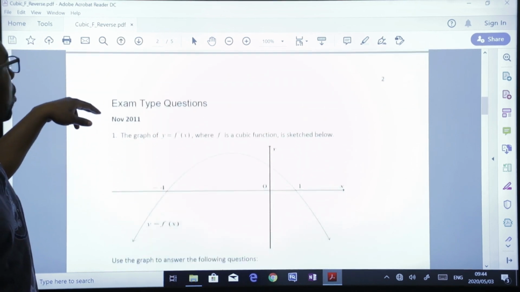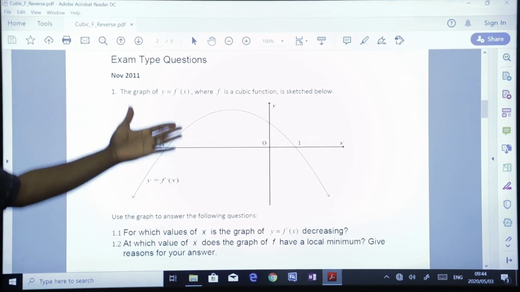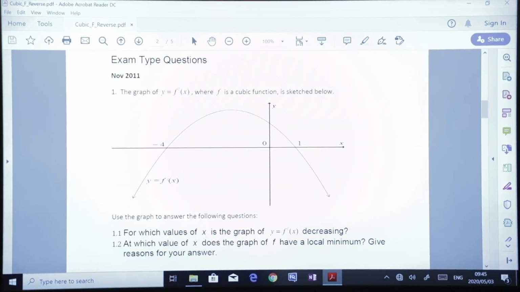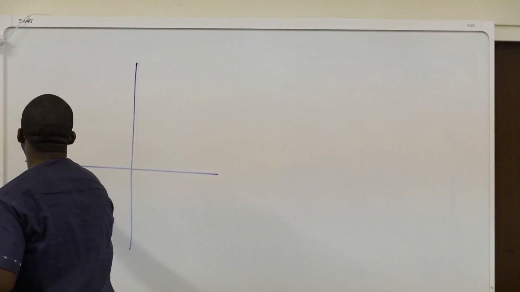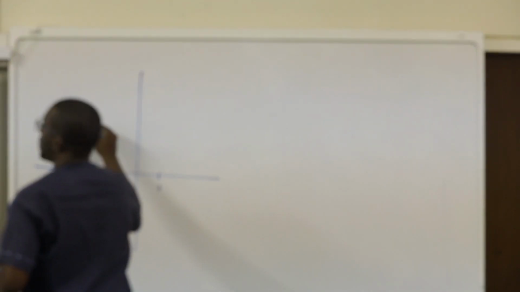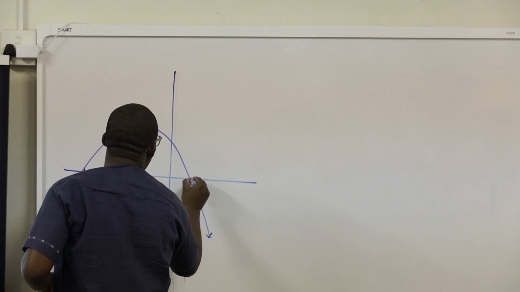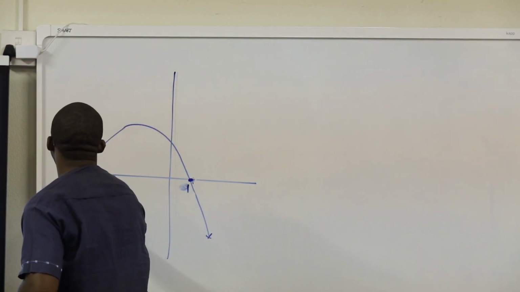How do we frame this concept? This concept is best framed by looking at exam type questions. The first question that we're going to look at is coming from November 2011. What we're given there was the parabola, and this parabola had an x-intercept at -4, another one at 1. And it was a frowning function.